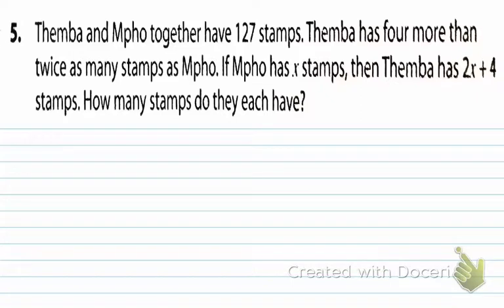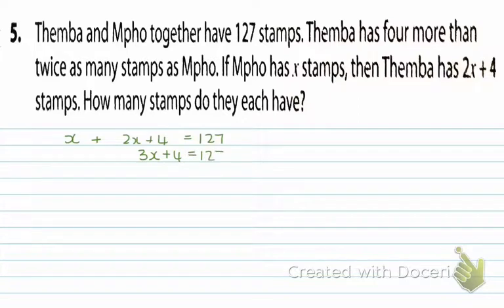They tell us that Mpo has x amount of stamps, and Temba has 2x plus 4 amount of stamps. Now, if I add them, the sum of their stamps together is going to give me an answer of 127. That's why I add that x to the 2x plus 4. Okay? And they tell us altogether it's 127 stamps. Okay. Now, guys, I can add the like terms. 1x plus 2x is going to give me 3x. I keep the plus 4.